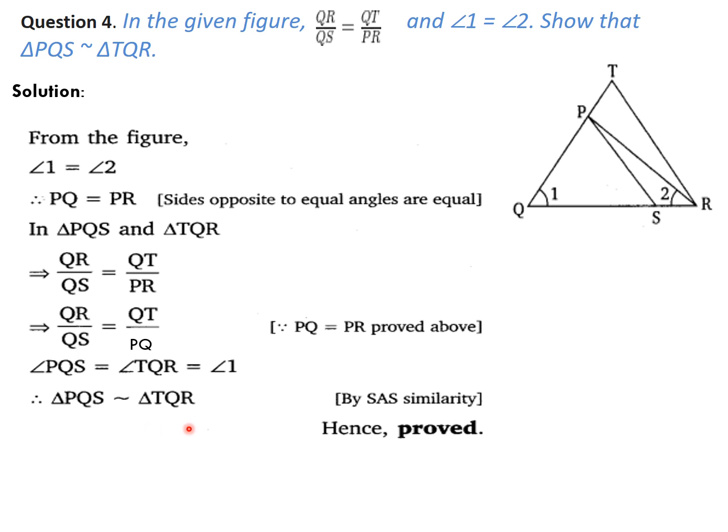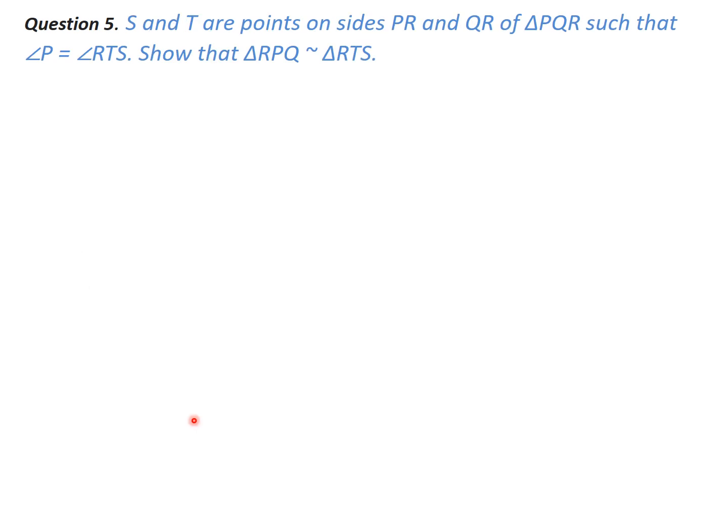Again, we have to be very careful about the names. Since PQ is similar to TQ, so we'll write over here, and QS is equal to QR, so we write it in the same way.